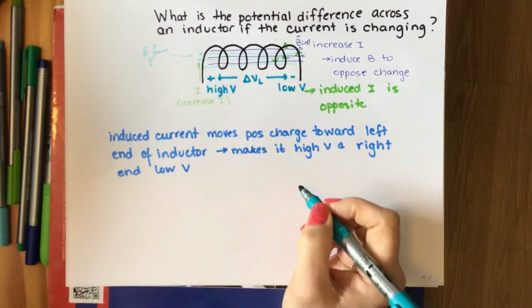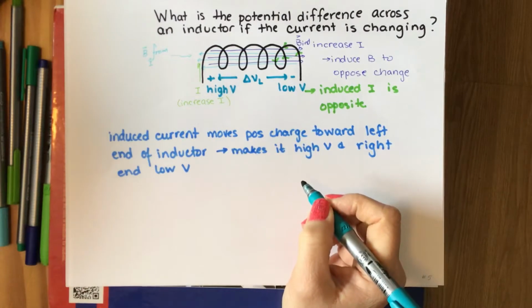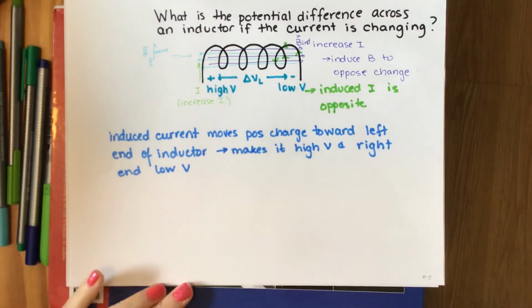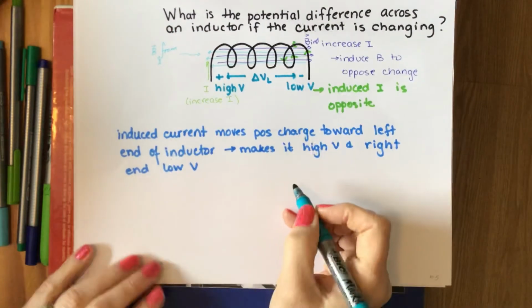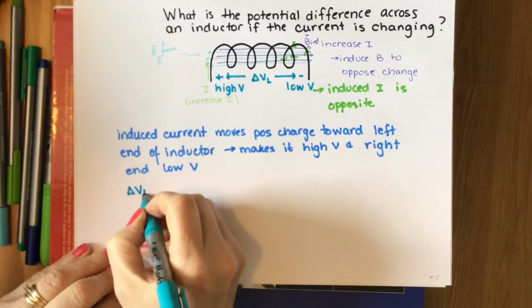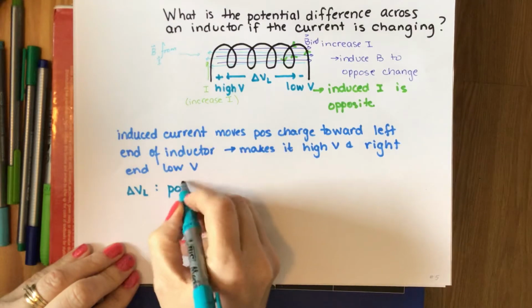Now what we'd like to do is find that potential difference using Faraday's law. So now we've established how we get the potential difference. Now let's get some details about that potential difference. So delta V_L, potential difference across the inductor.